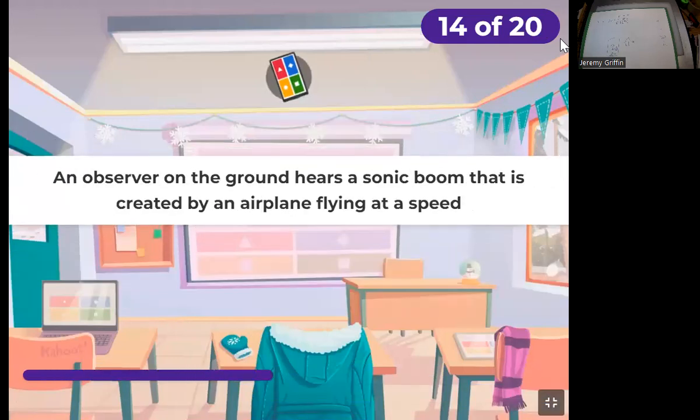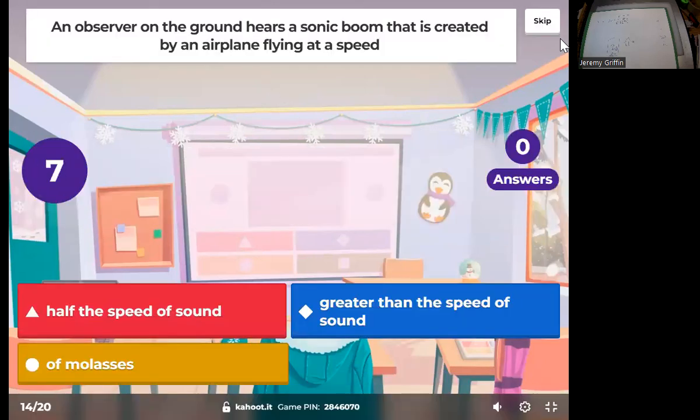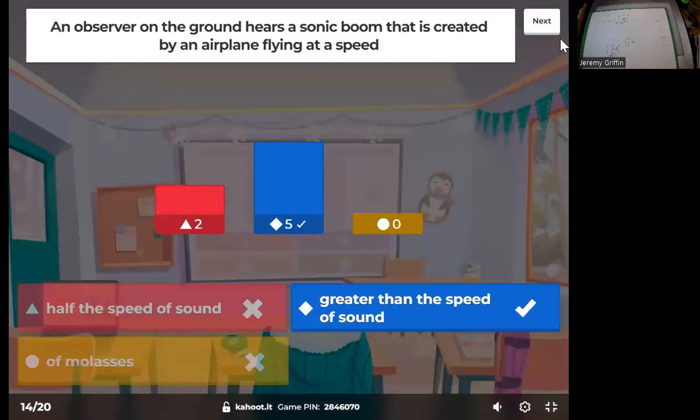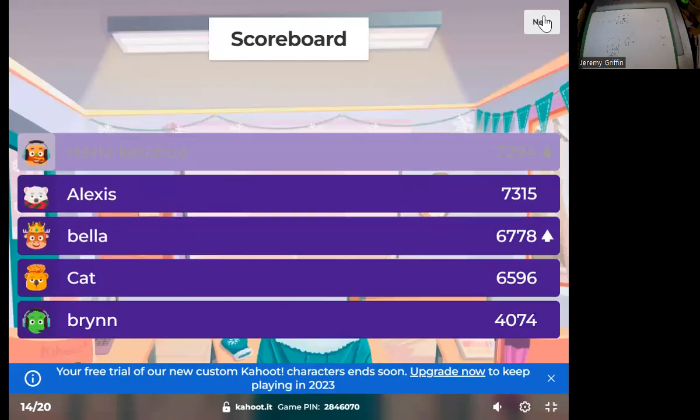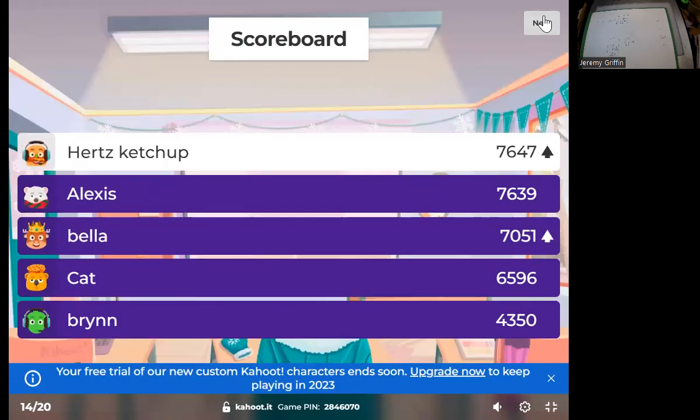An observer on the ground hears a sonic boom created by an airplane flying at a speed greater than the speed of sound. That's called supersonic. Did you guys hear a sonic boom over the weekend? I think they were watching a rocket. You guys see that supersonic plane? You see that cone shape from those sound waves? That's the sonic boom.